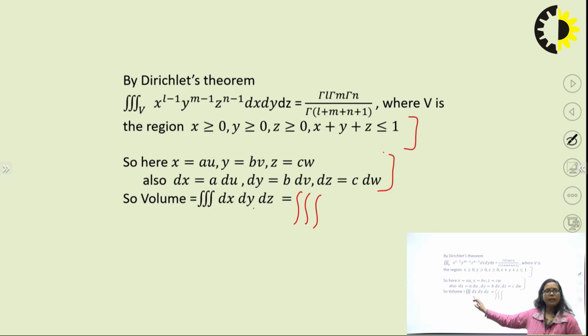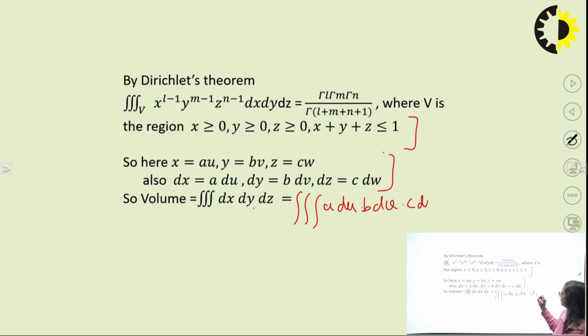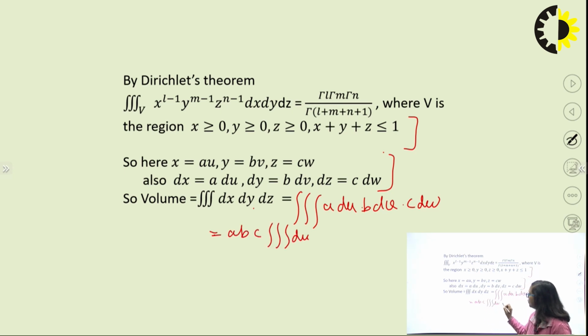I put the value dx as a into du, dy as b into dv, and dz as c into dw. So now taking the product, a, b, c are constants here, which we can take outside the integral sign. So this is nothing but abc triple integral du dv dw.